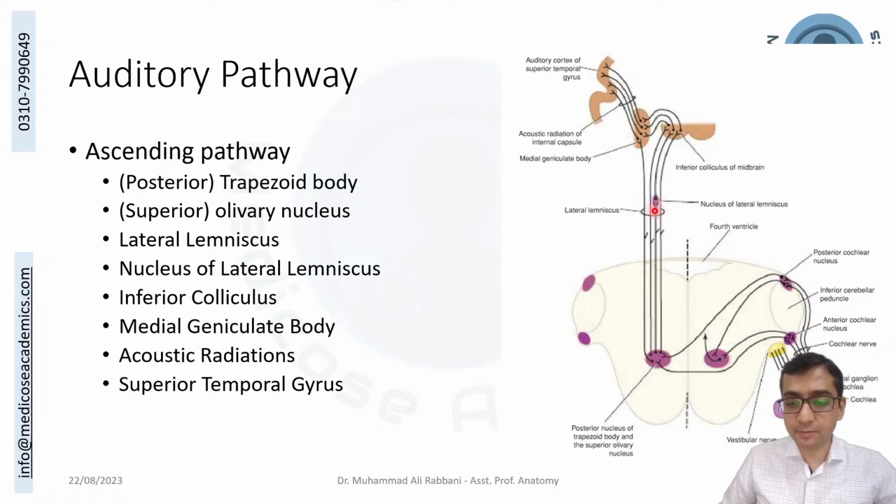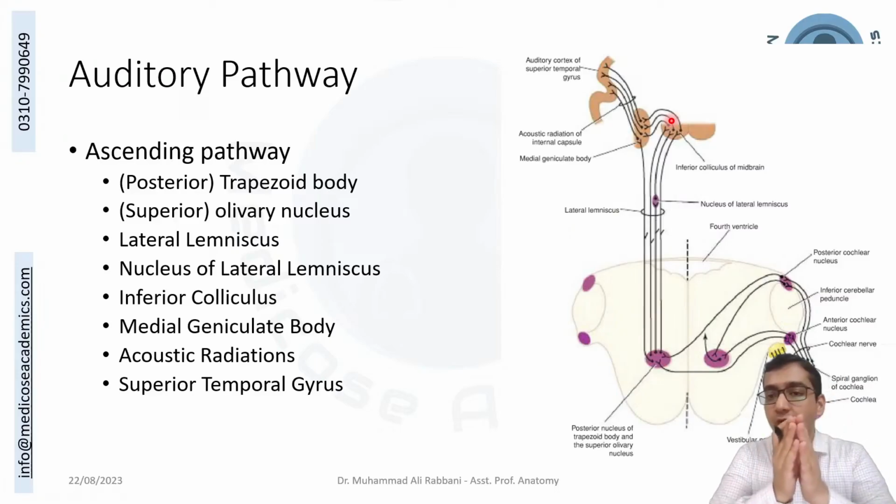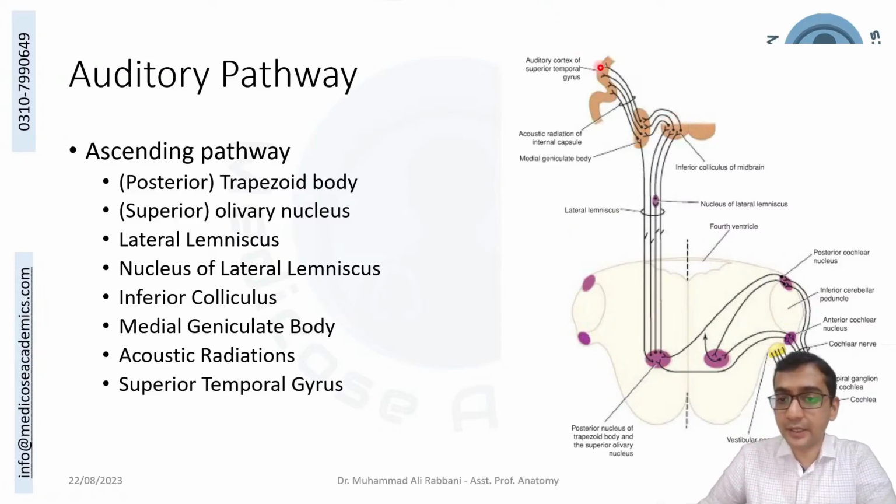The lateral lemniscus may have some relays within itself. These are nuclei of the lateral lemniscus, but you can ignore that. The major relay comes in the inferior colliculus. Remember, the superior colliculus was the one involved with the visual reflexes. And here is the inferior colliculus, that is the relay.